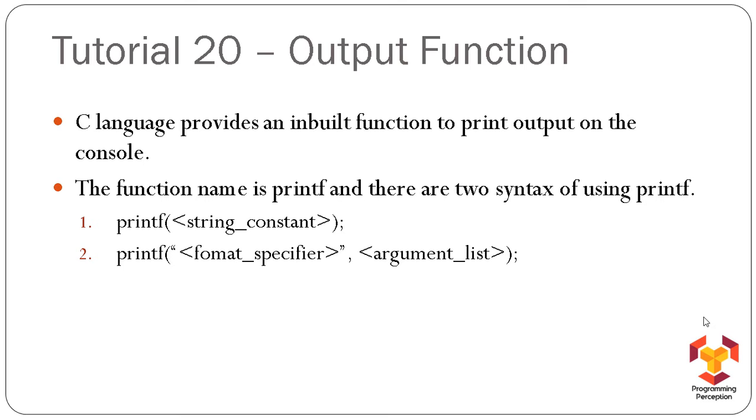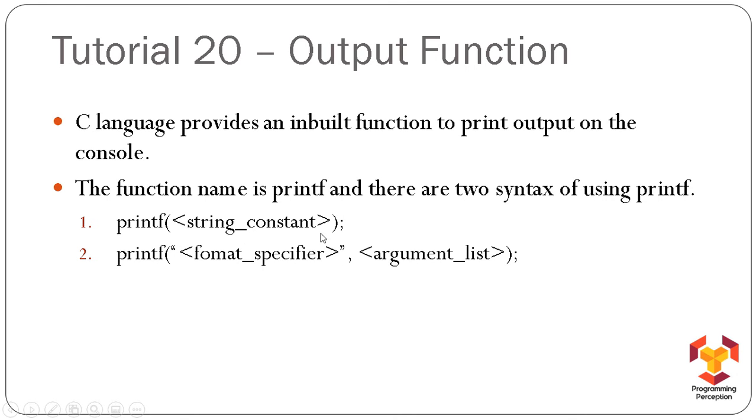You can see the first syntax, in which we are passing the string constant inside the pair of parentheses of the printf, and in the second one we are actually passing two things separated by a comma. The first one will be the format specifier and the second one will be the argument list. In this tutorial I will explain what a format specifier is, how we are going to provide them, and what we mean by argument list.